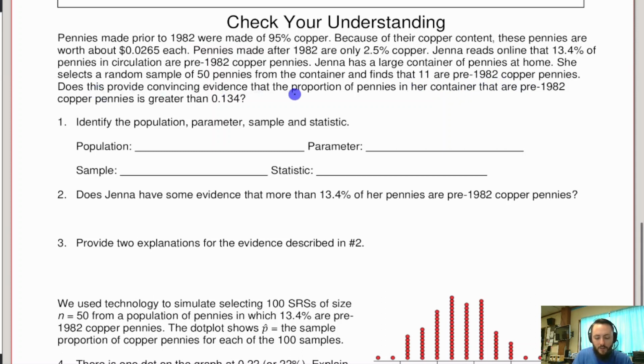Does this provide convincing evidence that the proportion of pennies in her container that are pre-1982 is greater than 0.134? First off, we have to identify the population, parameter, sample, and statistic. Well, the sample is super easy. The sample is usually the easiest thing to find in these descriptions because it's just what we randomly sample. A random sample of 50 pennies. So that's our sample.